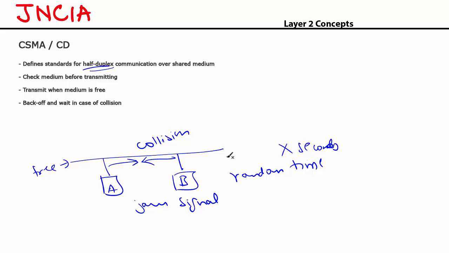So let's repeat the steps one more time. There's a shared medium. Any node that wants to transmit data will first check to see that the medium is free. If the medium is free, it will then begin transmitting. However, if two nodes try to transmit data at the same time, it results in what is known as a collision. Once a collision is detected, both the nodes will send what is known as a jam signal and then back off and wait for a random amount of time before they begin to retransmit. That's how CSMA/CD helps in avoiding collisions.